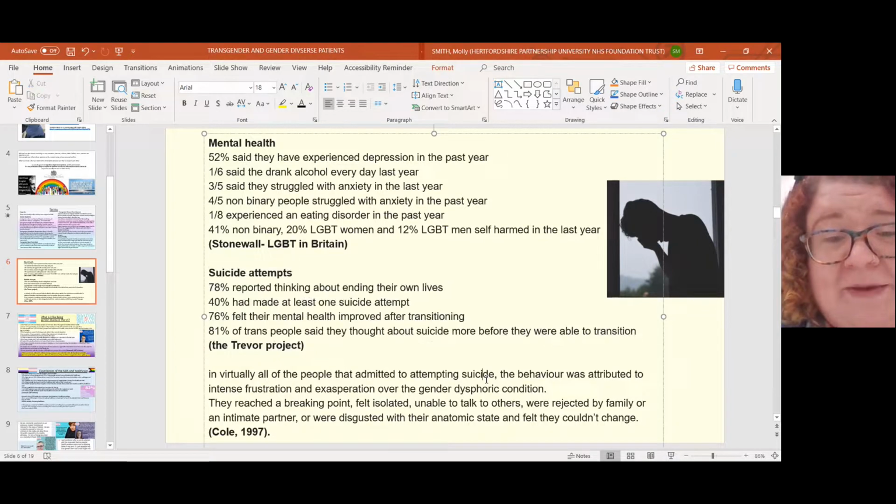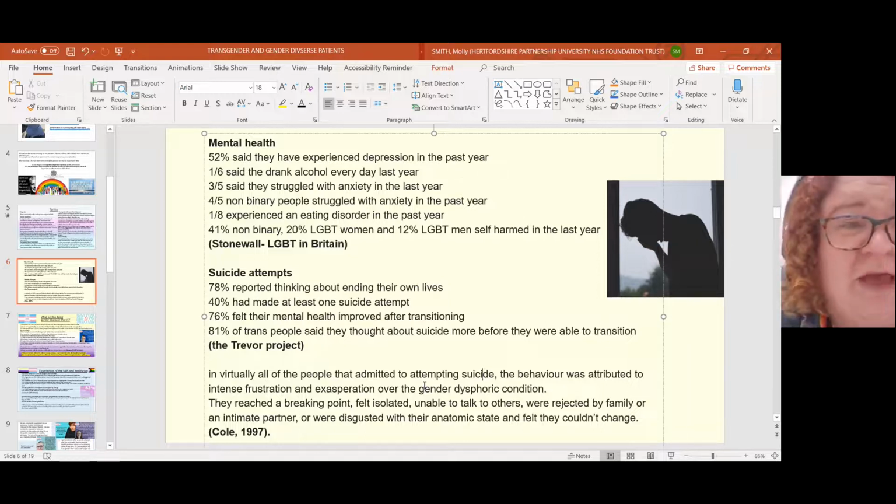In virtually all of the people that admitted to attempting suicide, they said this was because of frustration and exasperation over their gender dysphoric condition, if you're happy with that term. These people said that they reached a breaking point. They felt isolated. They felt unable to talk to other people. They felt rejected by their family or an intimate partner. And it's very common people may feel disgusted with their anatomy and their body too.